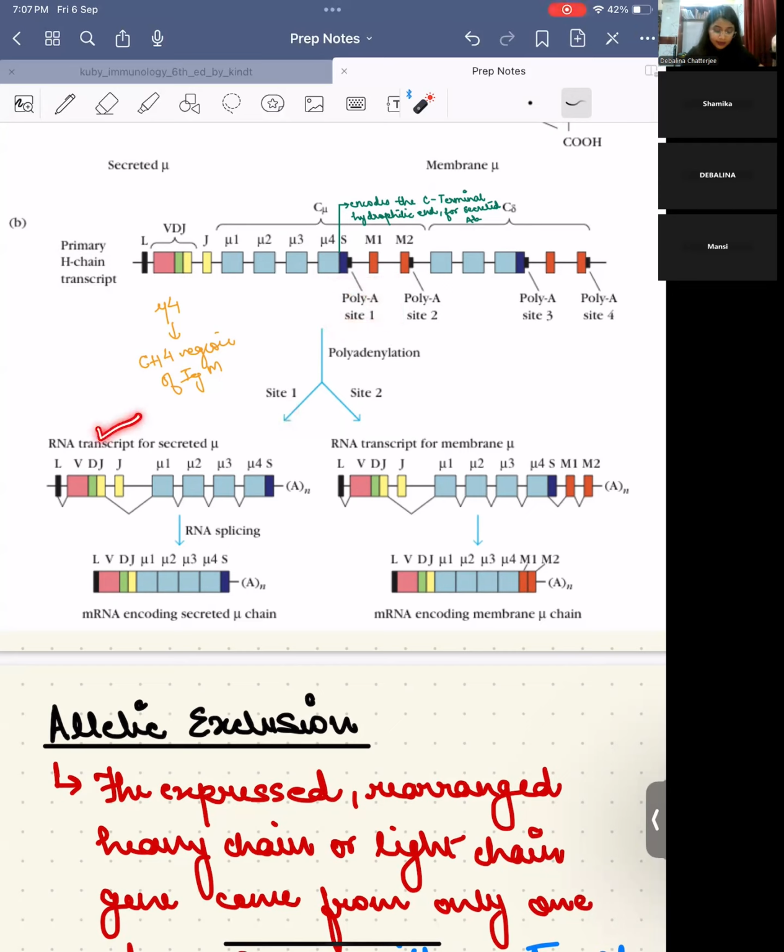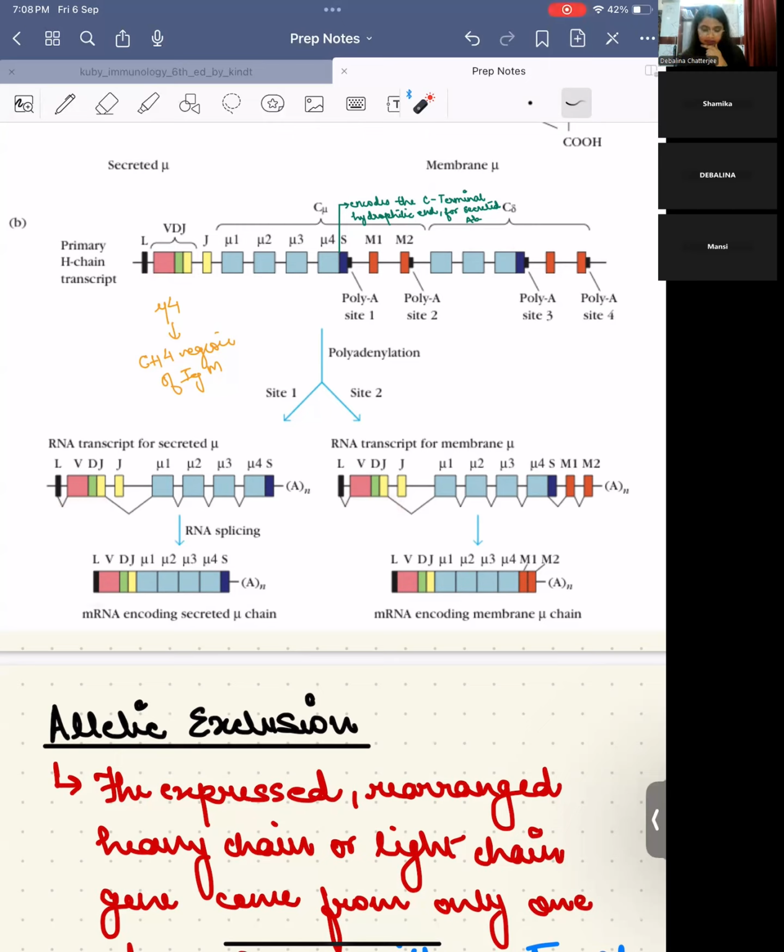And ultimately, if this is the transcript produced, the ribosome is going to translate a protein which will be secreted. Why so? Because there is no hydrophobic domain here which got translated. The RNA transcript in this case has been processed in a way where this poly A site has been selected and the rest of the regions have been lost. Nothing is changing with the VDJ combination, which has already been rearranged.